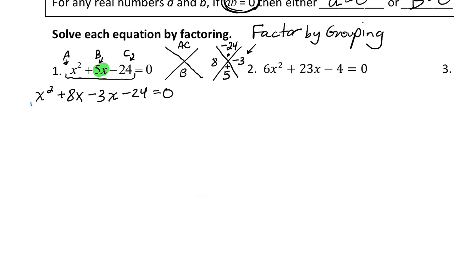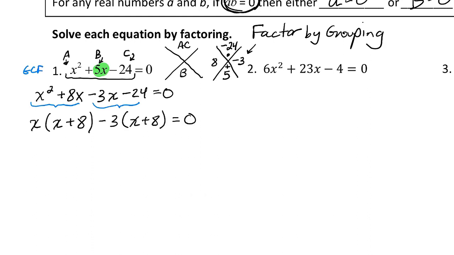Once you've split the middle term, now we factor by grouping. We have 4 terms, so we're going to group these first two and group these last two and take out the greatest common factor. The greatest common factor between x squared and 8x is just an x, so pull an x out and we have x plus 8. The greatest common factor between -3x and -24 is a -3. We have x plus 8. If you're doing this process correctly, you should get identical terms.